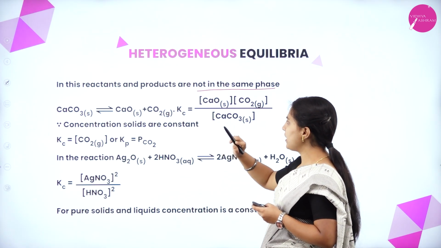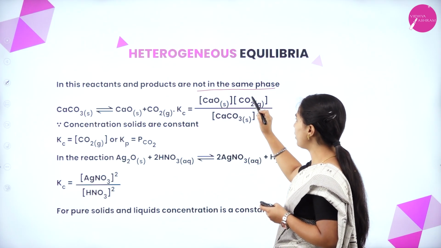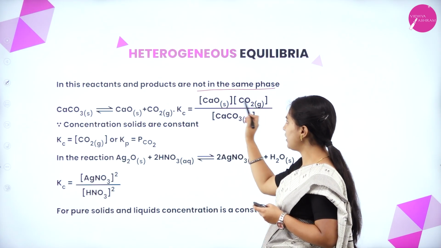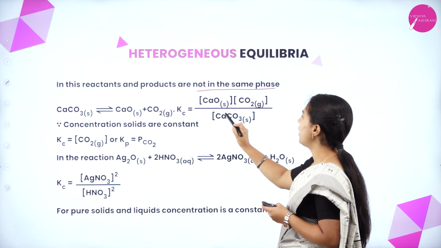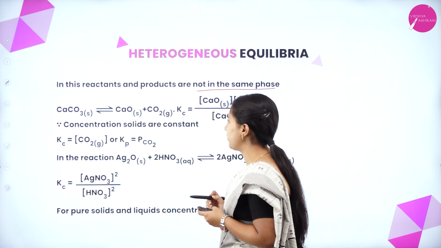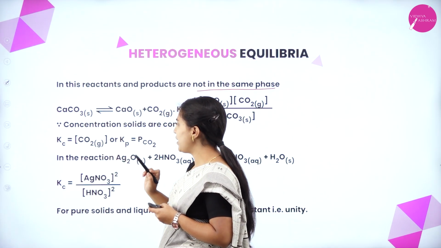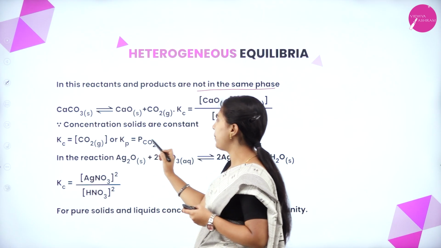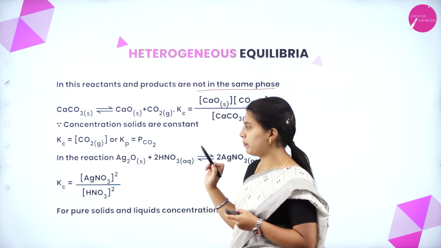Here, Kc equal to calcium oxide into carbon dioxide, these are the products, and this is the reactant, calcium carbonate. Concentration of solids is constant. Kc equal to carbon dioxide in gaseous phase, or Kp equal to PCO2. This is in terms of pressure, no?